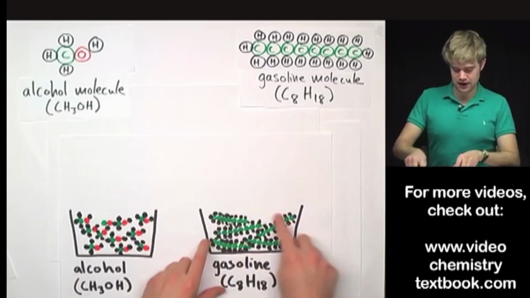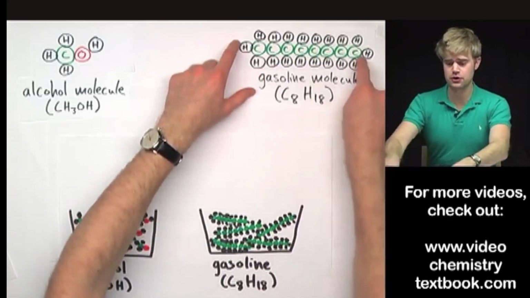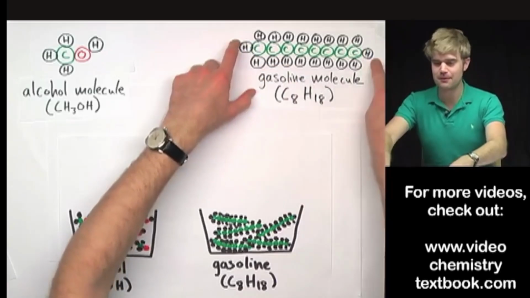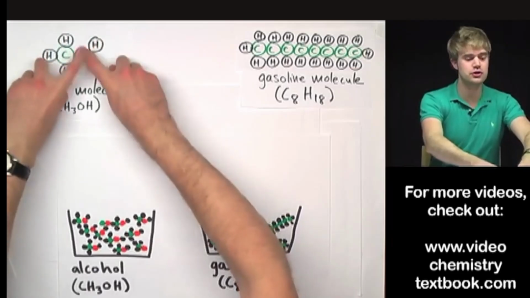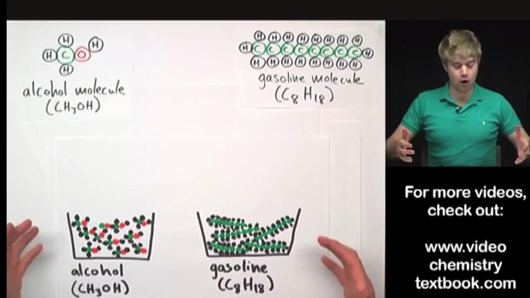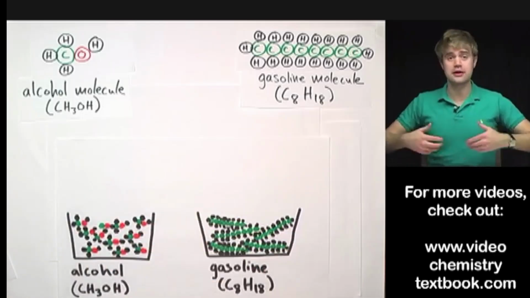So here I have a tiny amount of gasoline. The molecules look like this: 8 carbon atoms surrounded by 18 hydrogens. And then here I have some alcohol, a carbon with a bunch of hydrogens, and then an oxygen. Now, alcohol and gasoline can both evaporate.